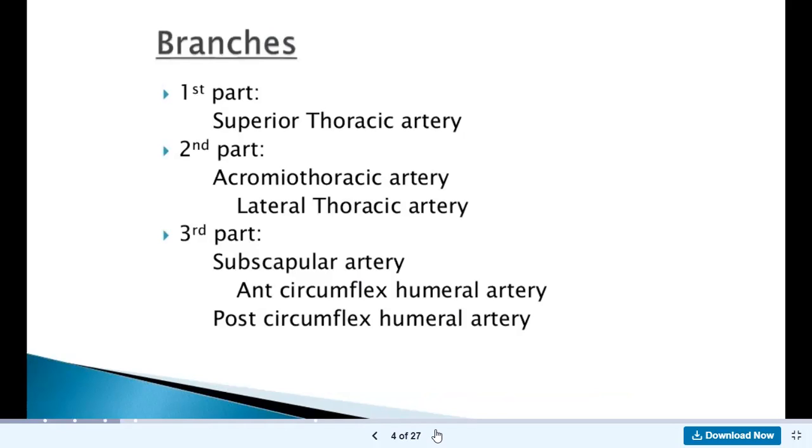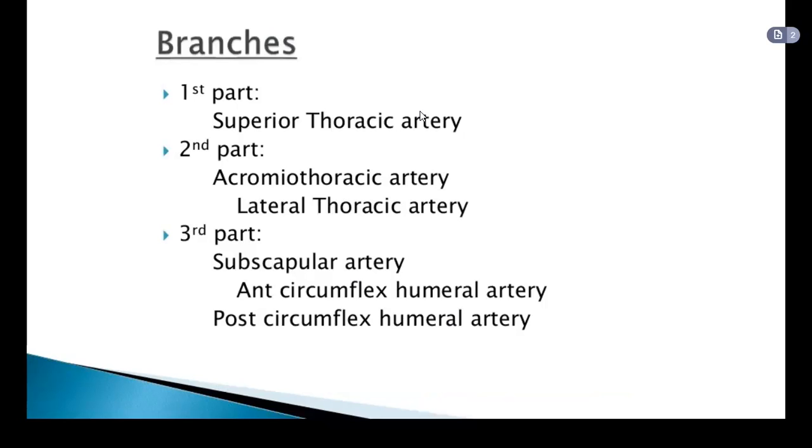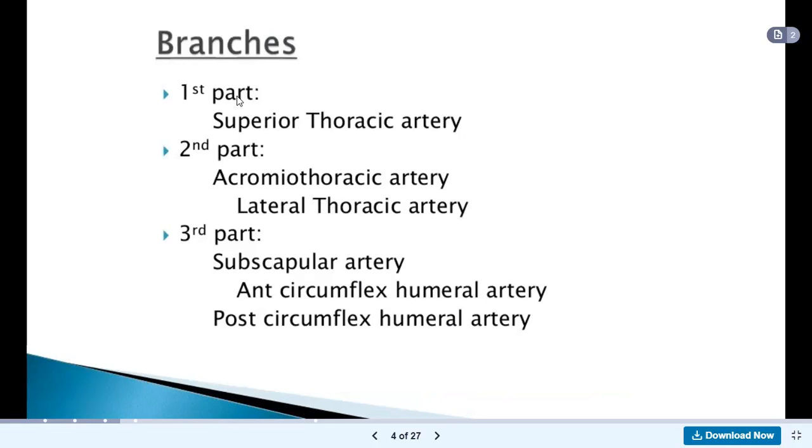So what are the parts of the axillary artery? Each part has branches. So the first part has one branch, which is called the superior thoracic artery. Remember, I told you that the axillary artery supplies not only the upper limb, but also the thorax. So that is why you have the superior thoracic artery coming from the first part of the axillary artery. And then the second part of the axillary artery has two branches, which are the Acromiothoracic Artery and the Lateral Thoracic Artery. So first part, superior thoracic artery. Second part gives rise to Acromiothoracic Artery and Lateral Thoracic Artery. So all of these are supplying different parts of the thorax.